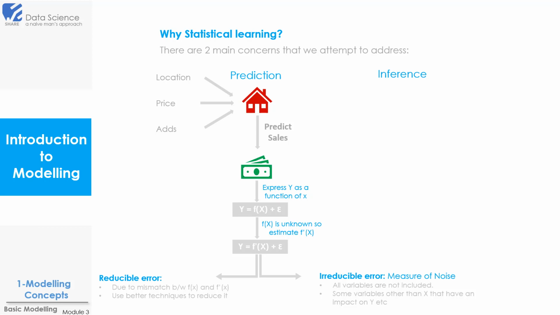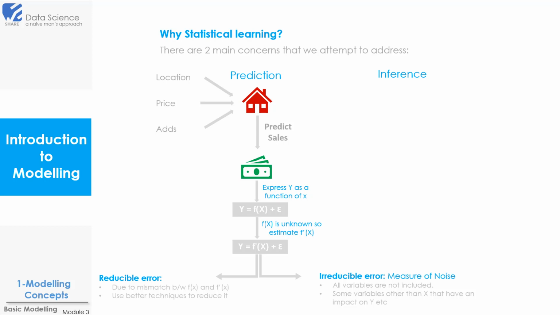Like in our example, say we use 3 variables to make predictions. But in a real life scenario, there may be many more variables on which the price of a house is dependent. But it is not possible for us to include all the variables for various reasons. So there will be some error due to such reasons. Hence those types of errors are called irreducible error, because they cannot be reduced by using better techniques. So this was in brief what a prediction problem is.